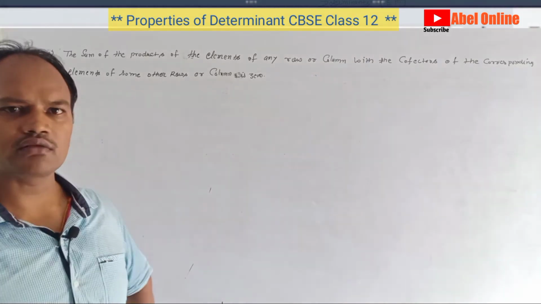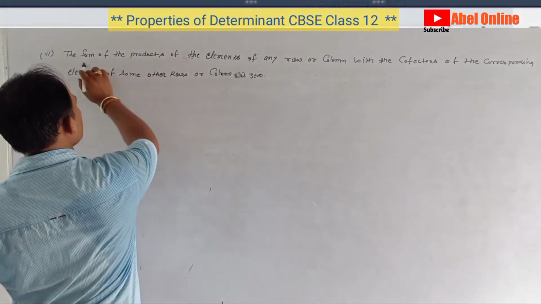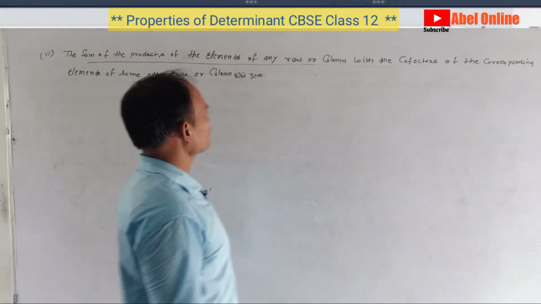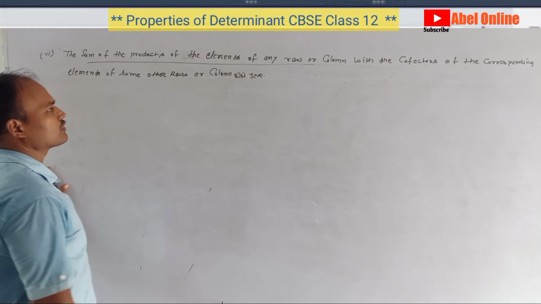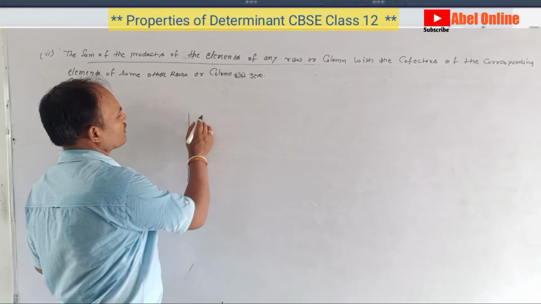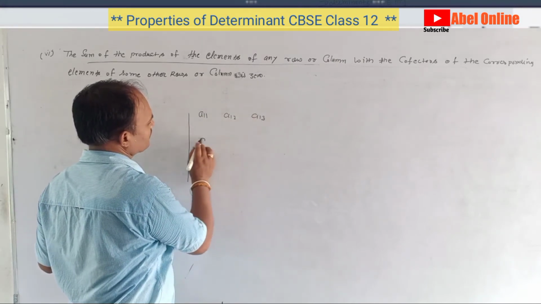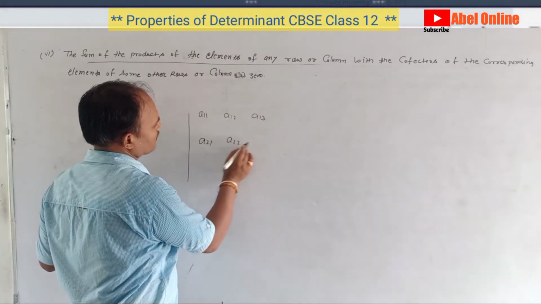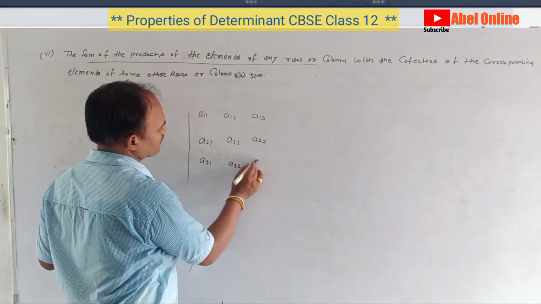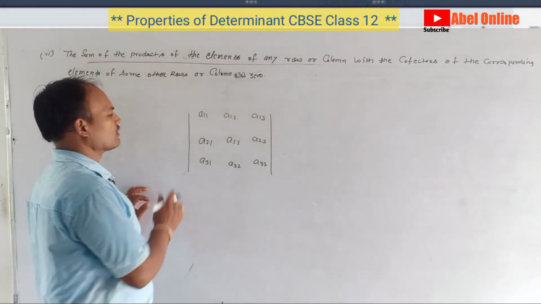Now what is the meaning of this? We are going to understand first that the sum of the product of any element of a row or column with the cofactor of the corresponding elements of some other row or column is 0. What is the meaning of this? I will explain it very well. Suppose it is a11, a12, a13, a21, a22, a23, and a31, a32, a33. Suppose this is a determinant delta.